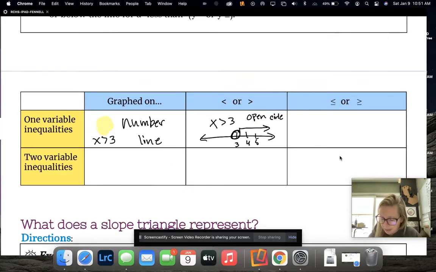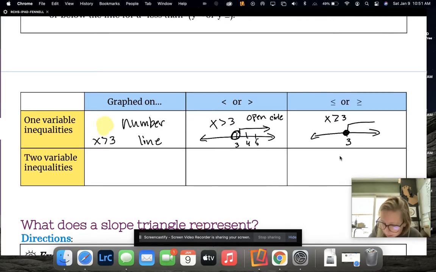Okay, what about less than or equal to or greater than or equal to? So what would be the difference if instead I said x is greater than or equal to 3? Well, now at 3, we're going to have a filled in circle, indicating that 3 is a part of the solution. 3 would make the statement true. 3 is greater than or equal to 3 because it's equal to 3. And then again, values that are greater than would also be shaded to the right. So again, if you have one variable, just an x all by itself, then you're going to graph this on a number line. We use open circles for greater than or less than. We use closed circles for greater than or equal to or less than or equal to.